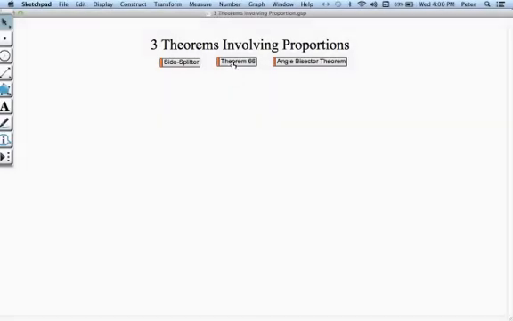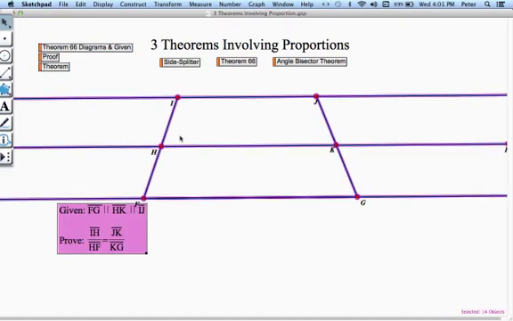Okay, let's take a look at Theorem 66. It's really closely related to the side splitter theorem. In fact, it's just an extension of it. So here we're given that FG is parallel to HK, and that's parallel to IJ. So rather than just having two parallel lines, we have three parallel lines.